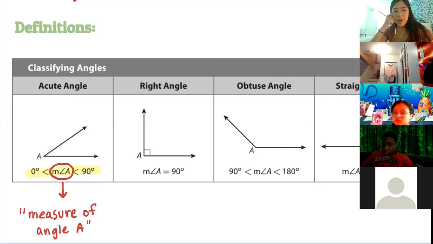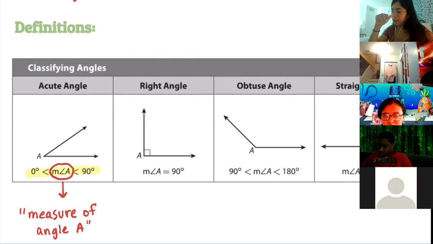If we're looking at that inequality, can somebody try to put that into words? What does this all mean? 0 degrees is less than the measure of angle A is less than 90 degrees. Maybe it's talking about the angle size, like how open or closed it is. And what does the 0 degrees and the 90 degrees tell you? I think it's like how big it is.